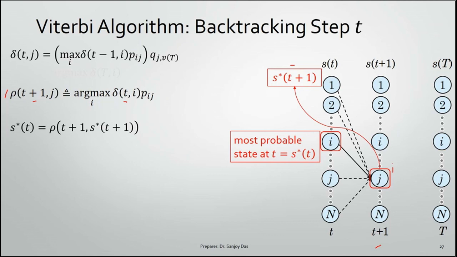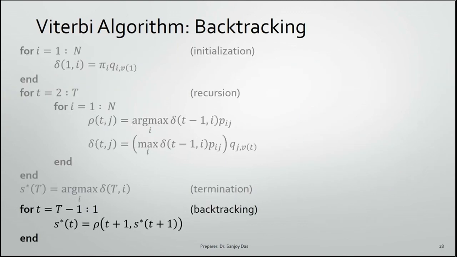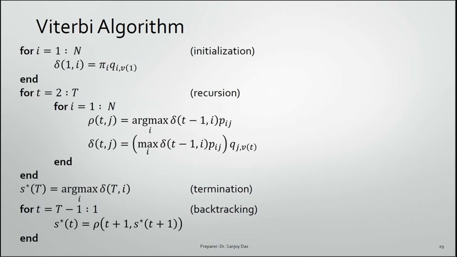So that's how you go backward. From S star t plus 1, if you take the rho, you get S star t, and then from S star t, if you take the rho of this, you'll get S star t minus 1, and you backtrack like that. So this is the backtracking portion of the Viterbi algorithm. For t equals t minus 1 to 1, S star t is rho of t plus 1, S star t plus 1. And this is the complete Viterbi algorithm.